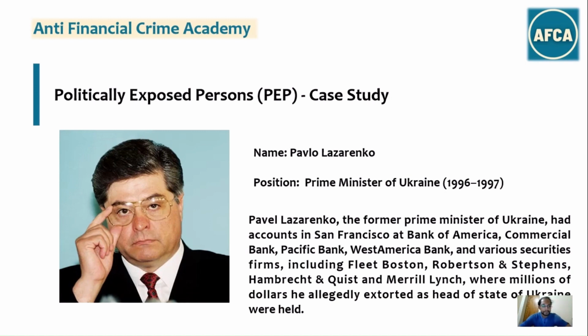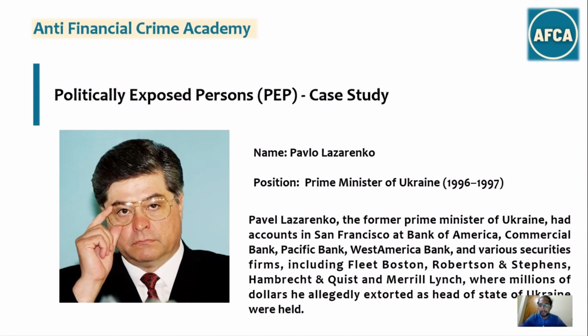And finally, we have a case study. This is an example. The person on the screen is Mr. Pavlo Lazarenko. In the past, during 1996 and 1997, he was the Prime Minister of Ukraine. It was found out that Mr. Lazarenko was involved in money laundering and many other illegal activities. He was maintaining a lot of bank accounts in the United States, where he was laundering money, deriving a lot of money through illegal activities and putting all that money in these bank accounts.